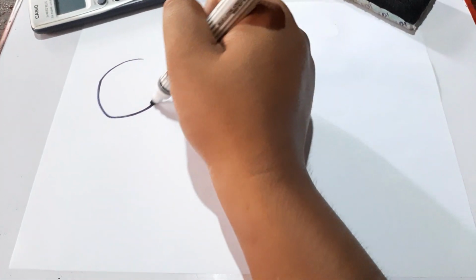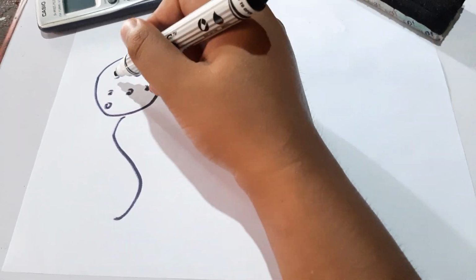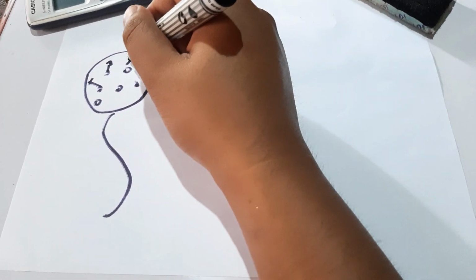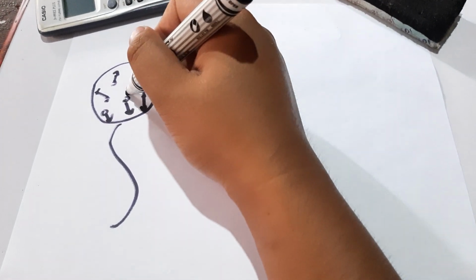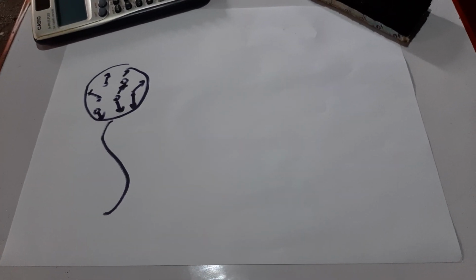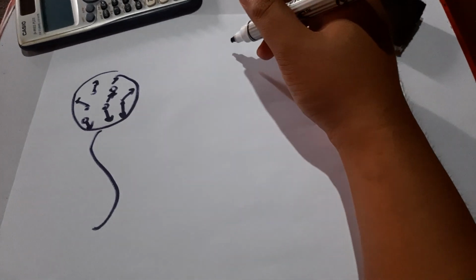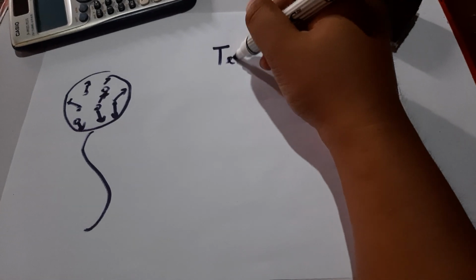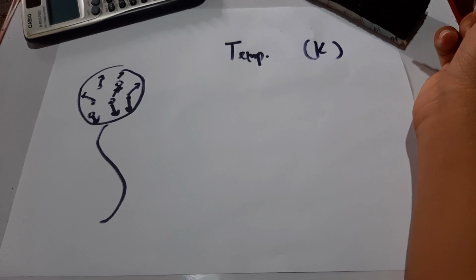Say for instance, I have a balloon here. Don't think of anything else, that's a balloon. Inside a balloon, there are gases, and we know that gases are moving around. They are moving in random motion, hitting the wall of the container and bumping into each other. That's their specific motion. So we can say that there's a temperature here, and we use Kelvin as the unit for our temperature.